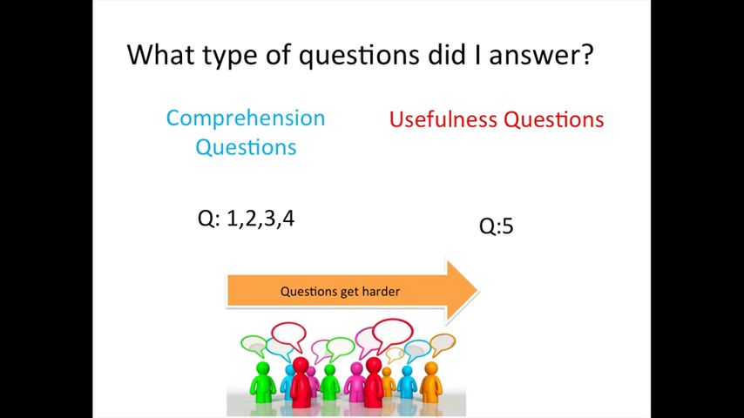So, in your assessment you answered 5 questions. You answered comprehension questions, which was question 1, 2, 3 and 4. You also answered a usefulness question, a reliability question, which was question 5. As you went through the questions, they got progressively harder, moving from 1, 2 and 3 being comprehension, to question 4 being comprehension and inference, what can it tell us, to question 5 being about the reliability of a source. We will now look at these questions in turn and see what level you got and how you could move to the next level.